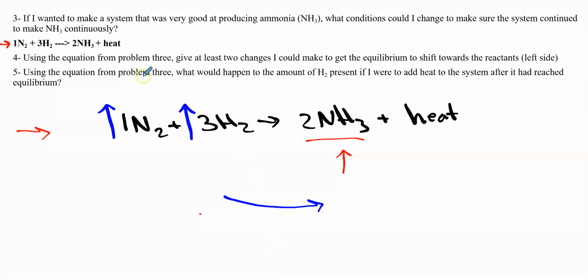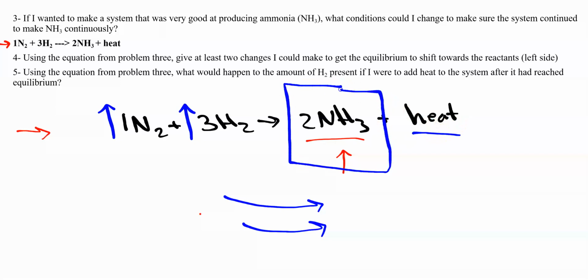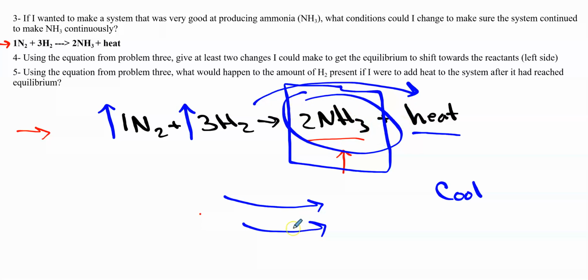Okay, now another thing that would be useful. This says that there is heat on the right side. So what that means is this reaction, as it goes towards the NH3, it gives off heat. The best way to do that then, to create as much NH3 as possible, is to remove the heat, or I can cool the system. If I cool the system, the equilibrium will shift to produce more heat or more of the products.